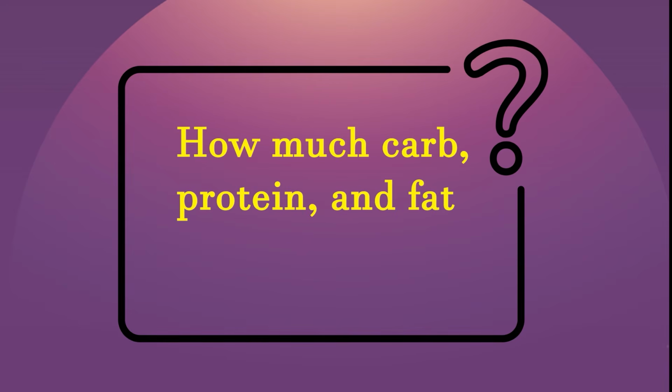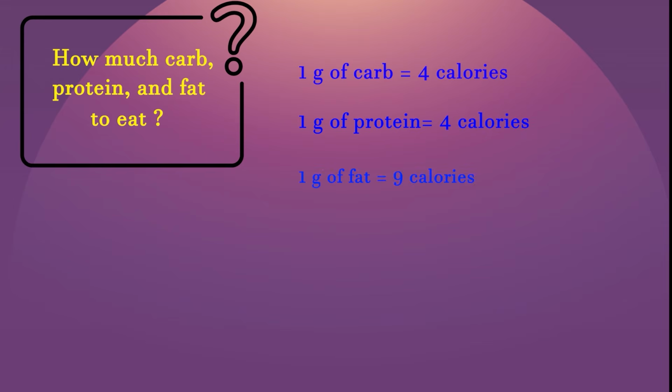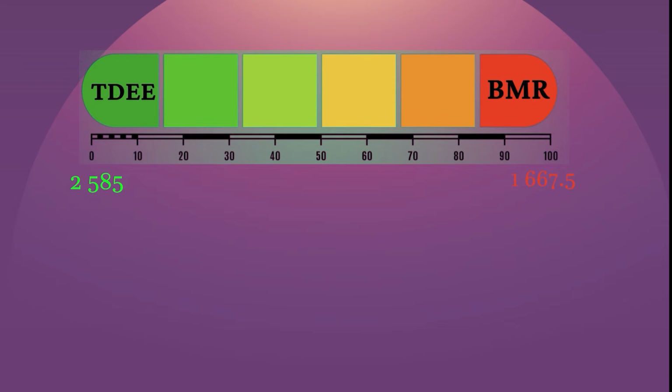Let's keep going. Now you may be asking, how much carb, protein, and fat should I be eating to hit my goal? First, you should know that 1 gram of carb equals 4 calories, 1 gram of protein equals 4 calories, and 1 gram of fat equals 9 calories. Now let's explain based on the example we had. We have the person who has his maintenance calories of 2585 and he wants to lose weight. In order to do that, he needs a calorie deficit of, let's say, 600 calories. Now 2585 minus 600 is 1985 calories.